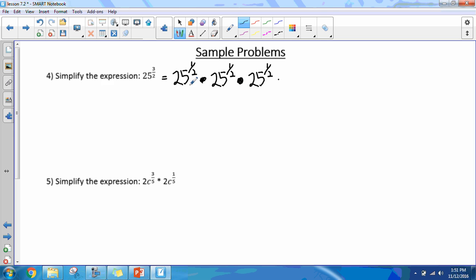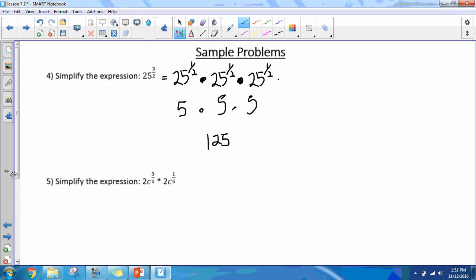Okay. Well, I know 25 to the 1/2 power is equal to 5, because 5 times 5, since I'm only looking for two numbers, a number multiplied by itself twice, that'll equal 25. I can replace the 25 to the 1/2 power with that 5, replace this one by 5, and replace this one by 5. So this will simplify to 1/25.